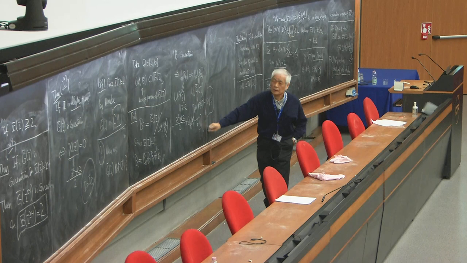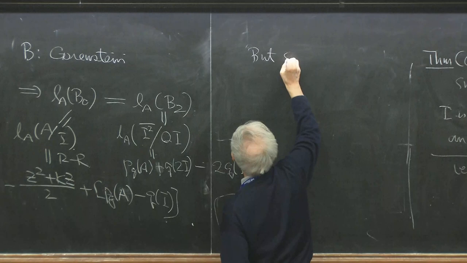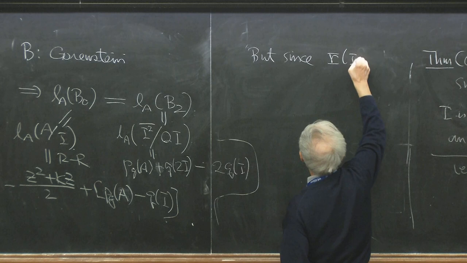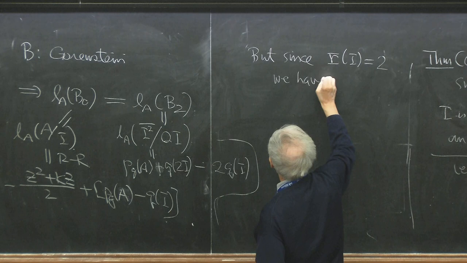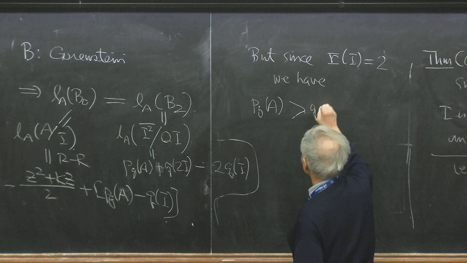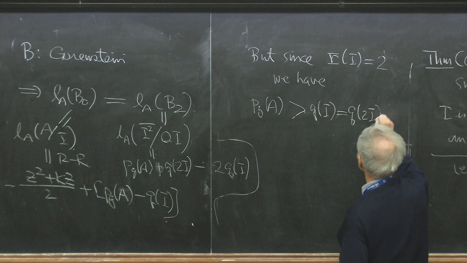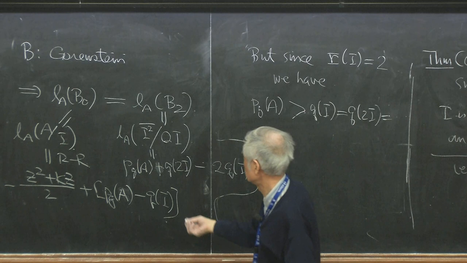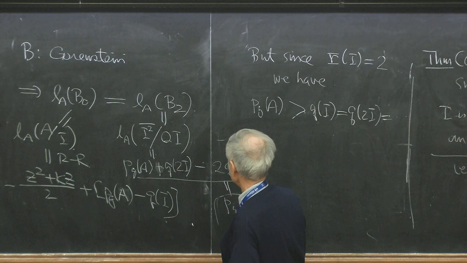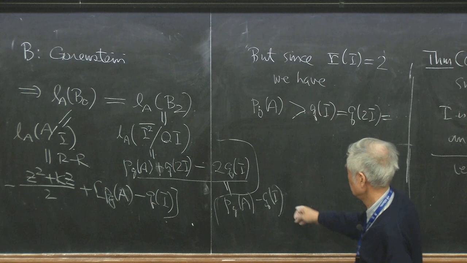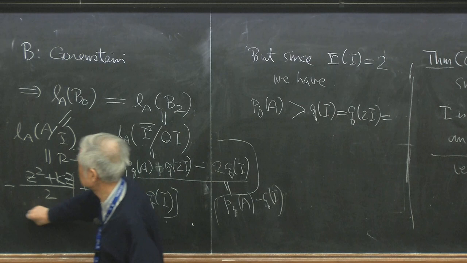But since R bar I equals 2, we have that the PGA is strictly larger than QI, but after that, all are the same. So we can write this as minus QI. And if these are equal, we can cancel this, and this part should be 0. This ends the proof.